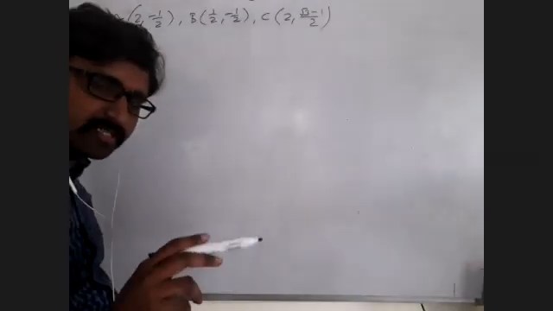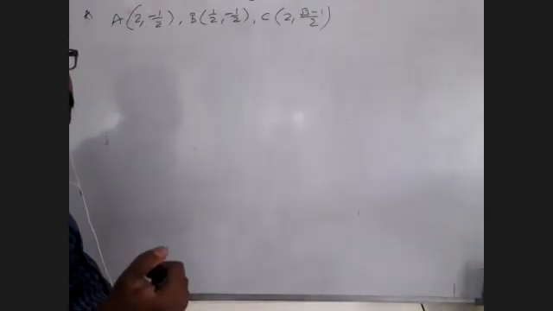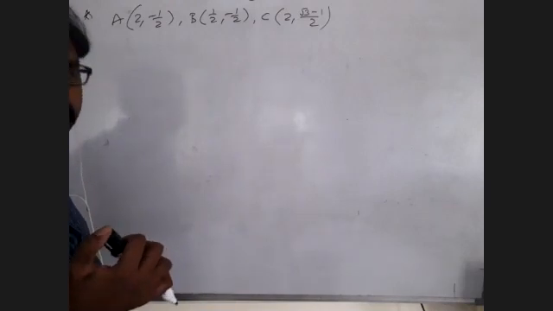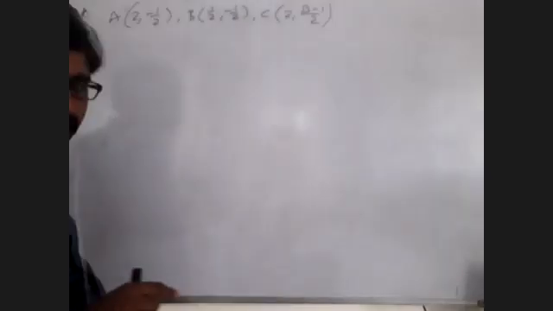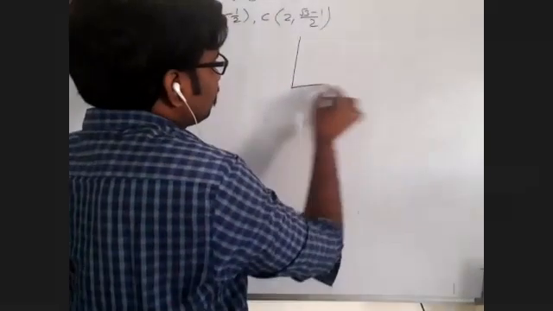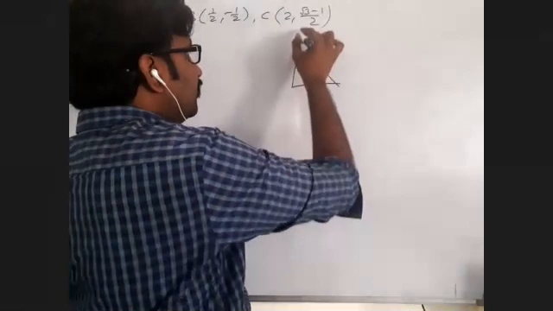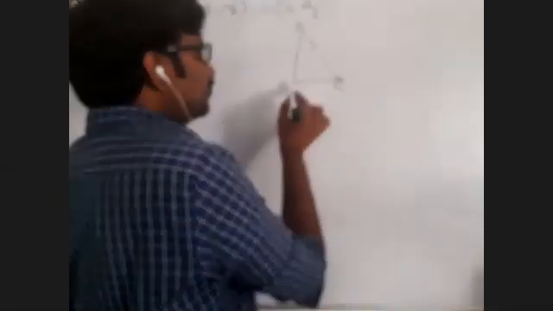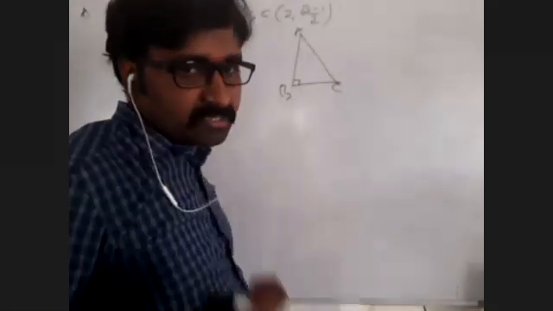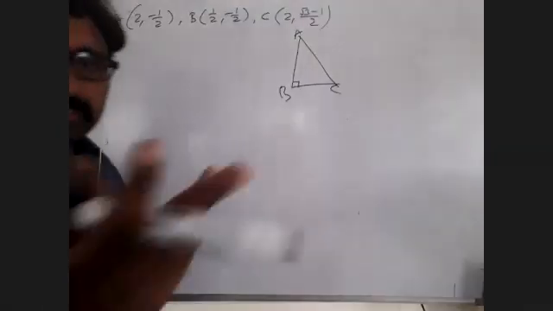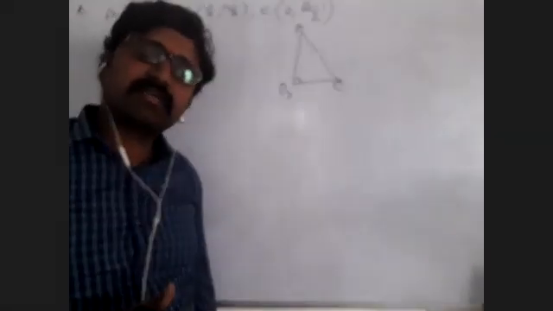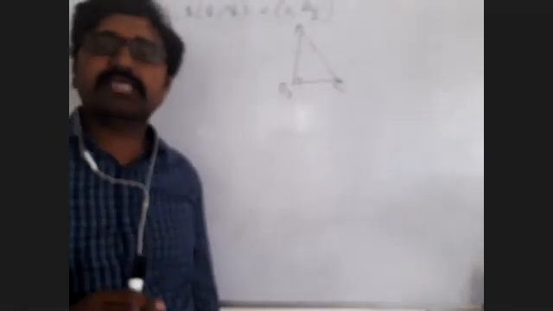Actually, we have to find the altitudes and the point of intersection of the altitudes. But in objective, we have to check, is this a right angle or not? If it is a right angle triangle, for example, triangle ABC, then whichever vertex has the right angle, that is only the orthocenter. For a right angle triangle, the right angle vertex is the orthocenter.